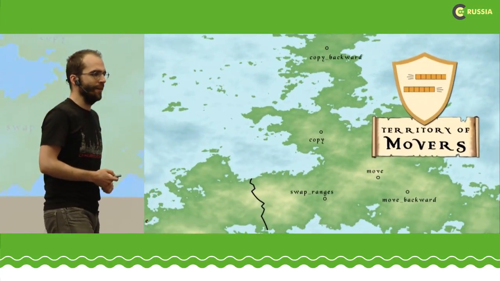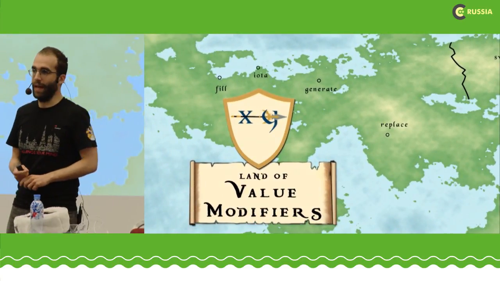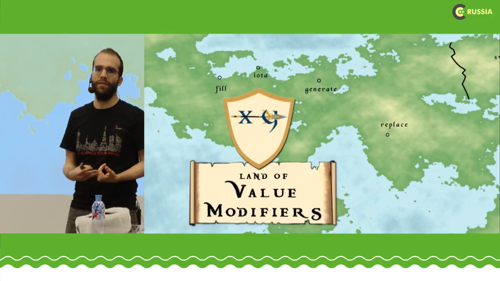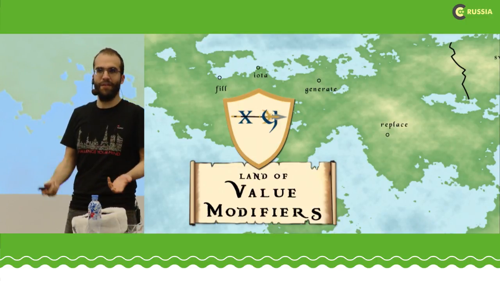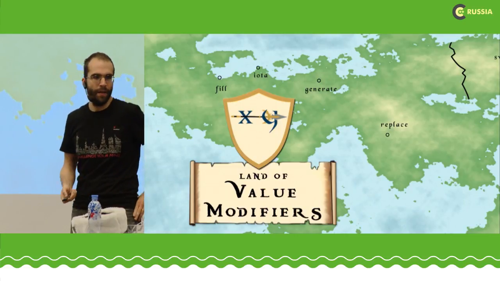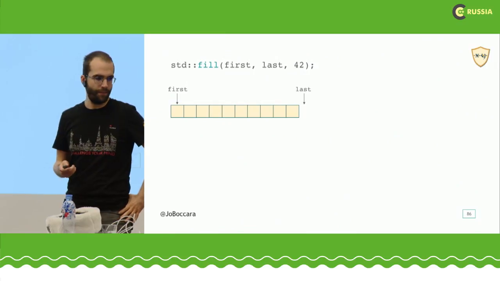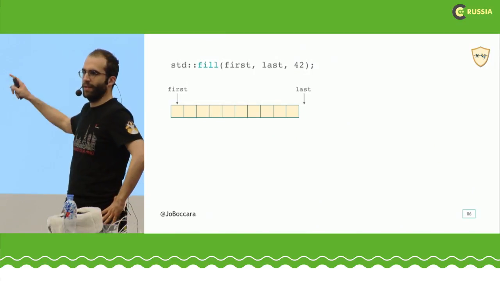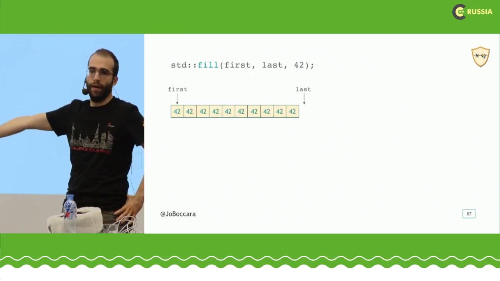Okay, just around the corner is the land of value modifiers that actually go and modify values, and you can see how scarce that land is. I find that surprising. So the algorithms that change the values of a collection, the first one is fill. Fill takes a collection, begin, end, and value, and puts that value everywhere in that collection.